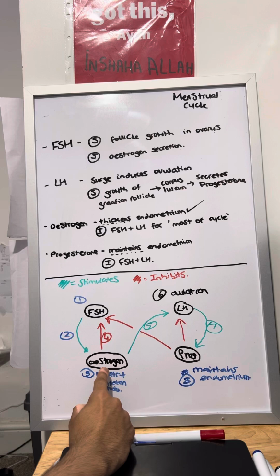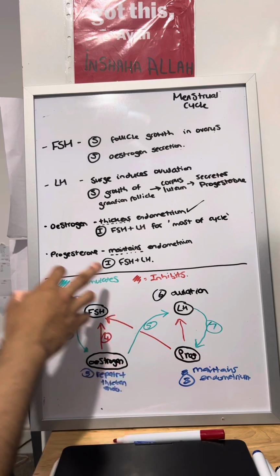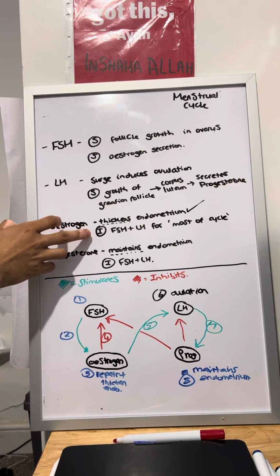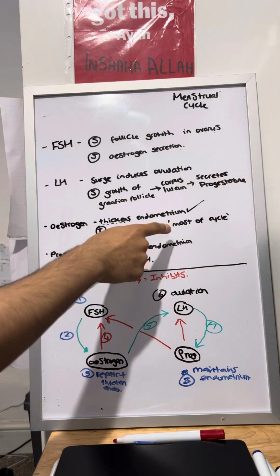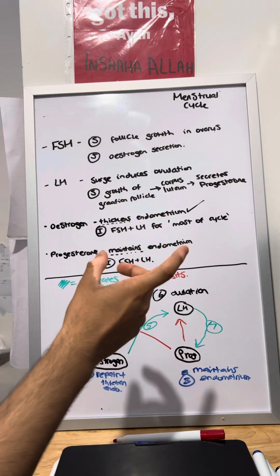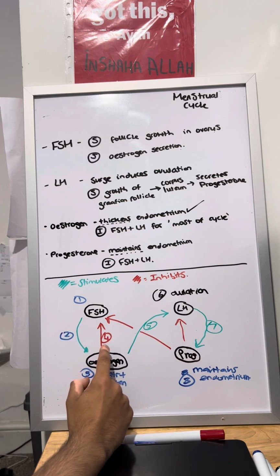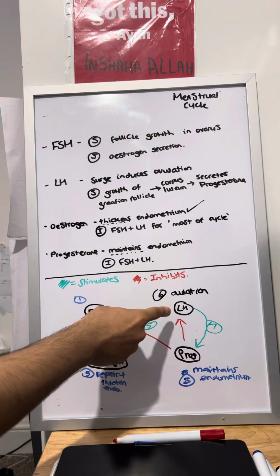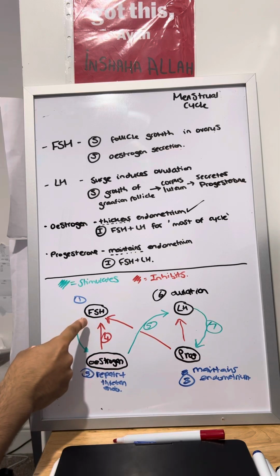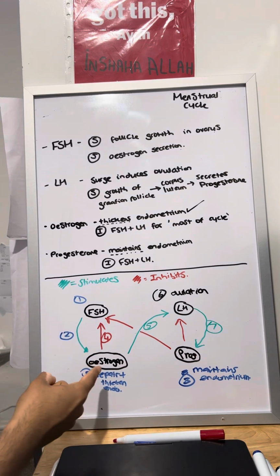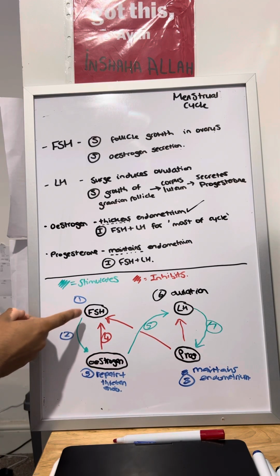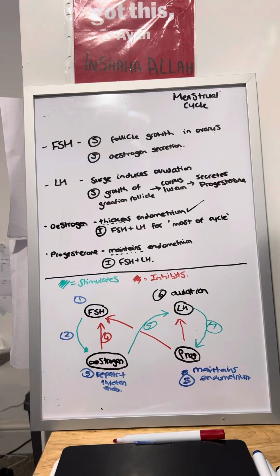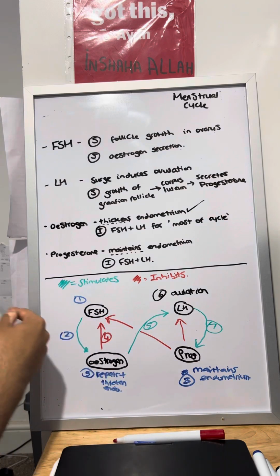Now we've thickened the endometrium. Like I said here, it inhibits FSH and LH for most of the cycle. Before it inhibits LH, it would first inhibit FSH. The reason being that right now we've already secreted one follicle. We don't want to have 10 different follicles being secreted constantly.